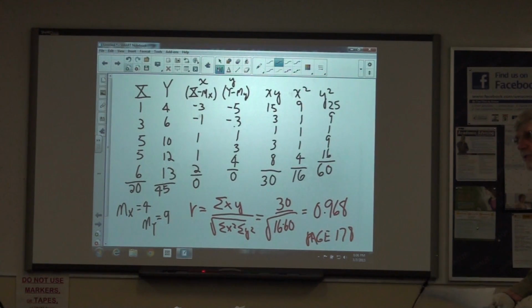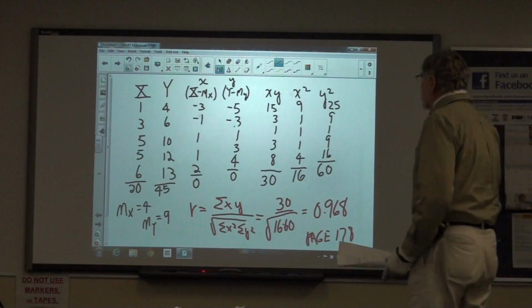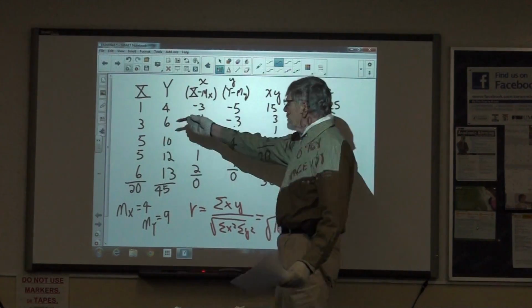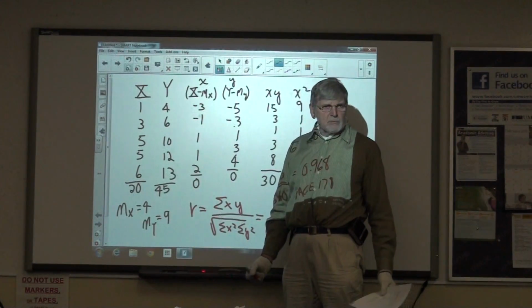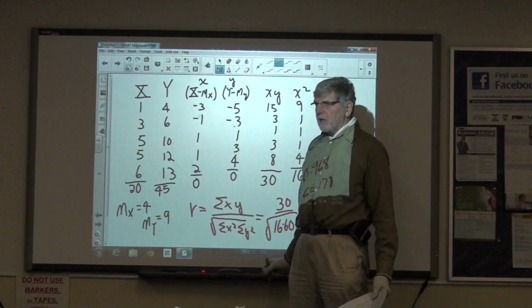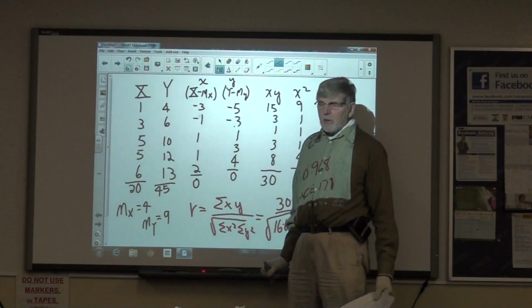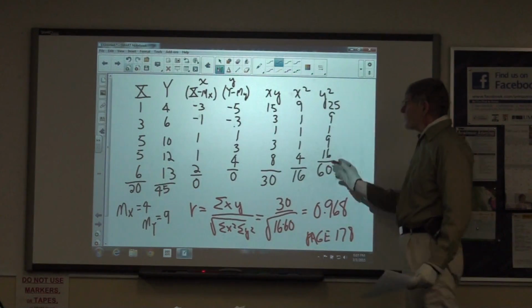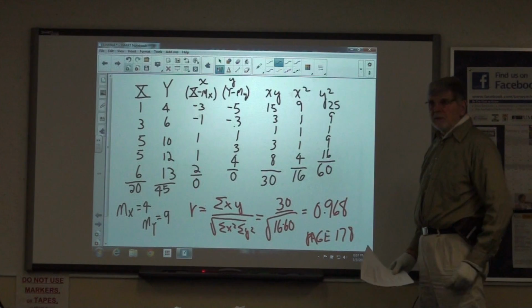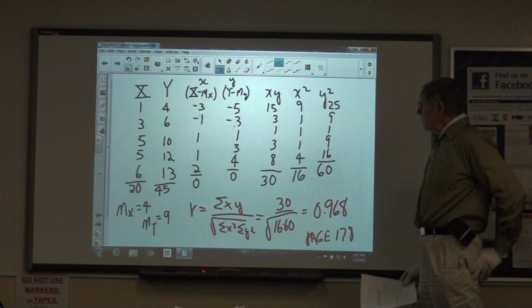Some say it's easier, some say it's not. So that's the shorter version of the big long one. This is the shorter version, but it requires more table columns. Right. The big one just requires the first two columns. You don't have to generate these other columns. Well, you do have to generate X squared and Y squared. I apologize. But the X squared and the Y squared are just from the original X and Y?